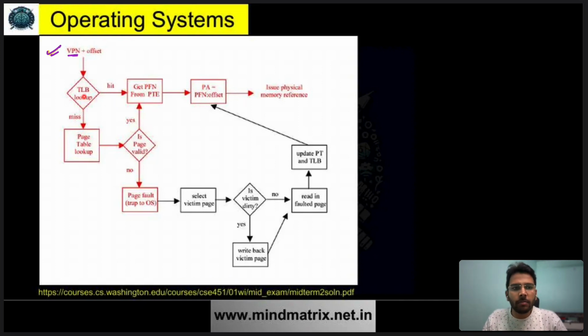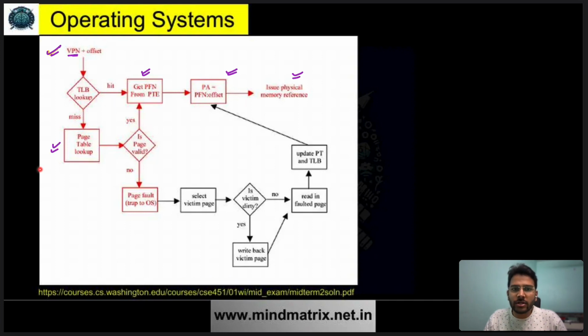So first we do the TLB lookup, and there will be two cases. Either it is going to be a hit in the TLB or it is going to be a miss in the TLB. If it is a hit in the TLB, you are going to get the frame number from that page table entry in the TLB, and then you can get the particular physical address, and then you can directly go to the main memory to get the actual data or the instruction.